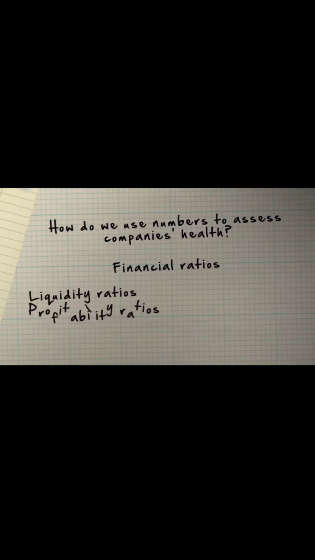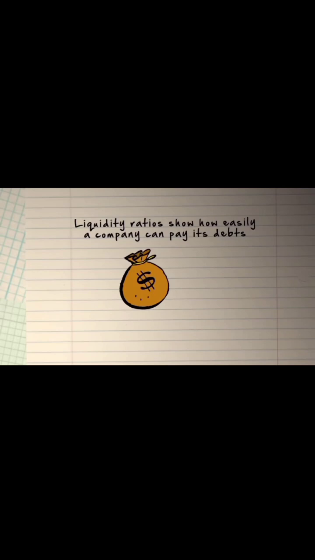This is where financial ratios come in. Very common types of financial ratios are liquidity ratios, profitability ratios, and leverage ratios. Liquidity ratios can tell us how easily a company can pay its debts so that the company doesn't get eaten up by banks or other creditors.